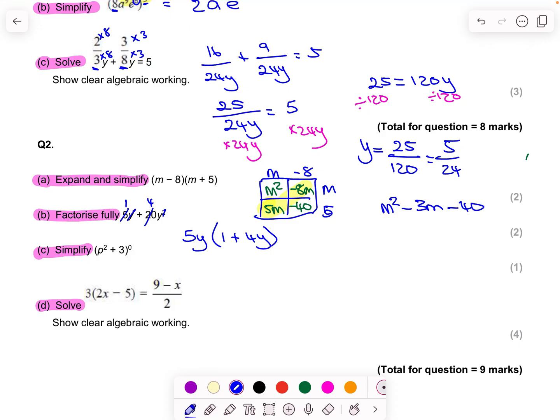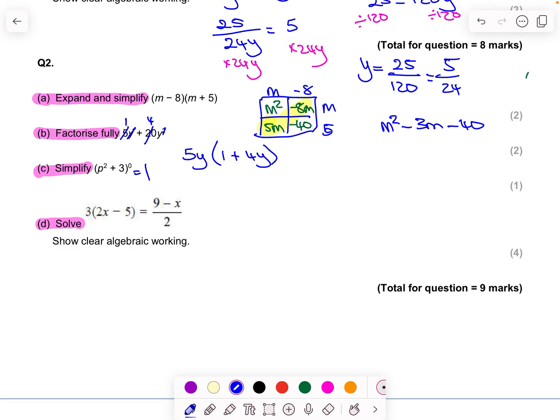Okay. Next one, anything to the power of 0, doesn't matter what it is. It could be a million, it could be 1,600,033,000 to the power of 0, and it will still always equal 1. So that one's nice and easy.